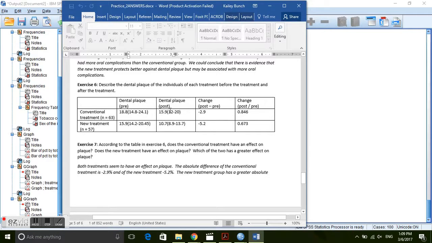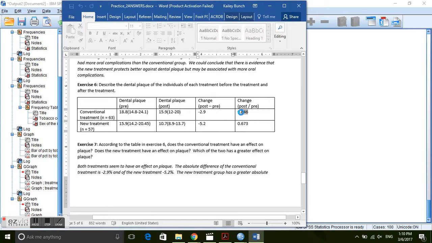Then you're going to subtract. You're going to subtract this number minus this number. And you get this, negative 2.9. And then do the same for the new treatment group, and you get negative 5.2. And then this is the relative difference. So you're going to divide. You're going to take the post divided by pre.